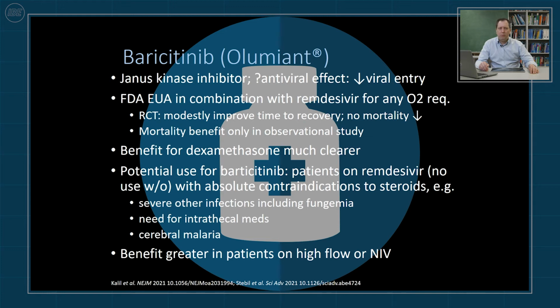There is a mortality benefit in an observational study, but the benefit in patients who are on dexamethasone is much clearer. So a potential use for baricitinib is for patients who are on remdesivir, who have an absolute contraindication for steroids. And in the studies, there was a greater benefit for patients who were on high flow or non-invasive ventilation.